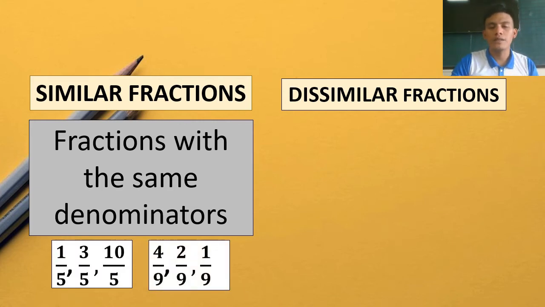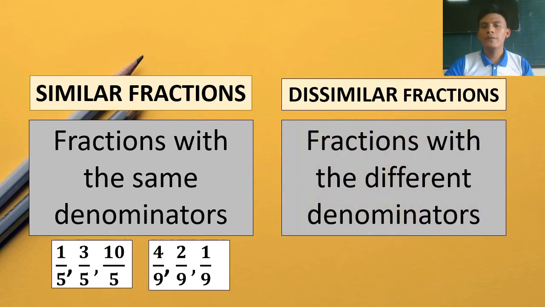The given examples are all similar fractions because their denominators are all equal. 1 over 5, 3 over 5, 10 over 5, 4 over 9, 2 over 9, 1 over 9 are all similar fractions. How about dissimilar fractions?